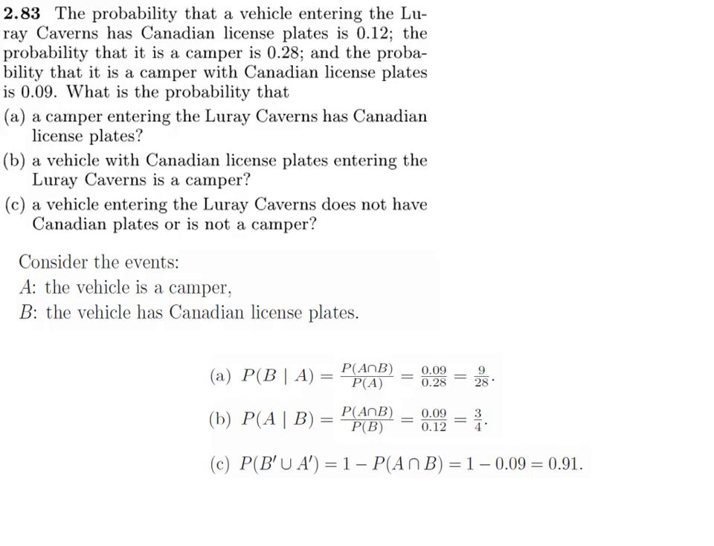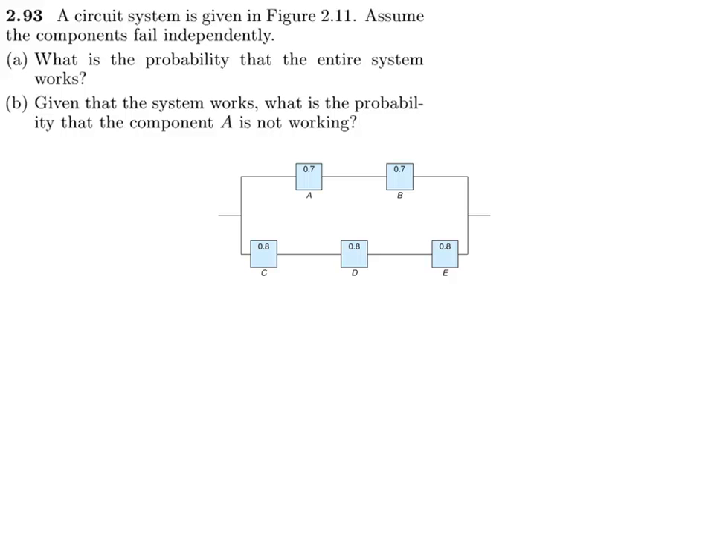Okay, any questions? Okay. So now we can move, I think we have a circuit system here. Any problems with that in particular? Okay. So a circuit system is given in the figure. Assume that the components fail independently, so these components are independent. What is the probability that the entire system works?